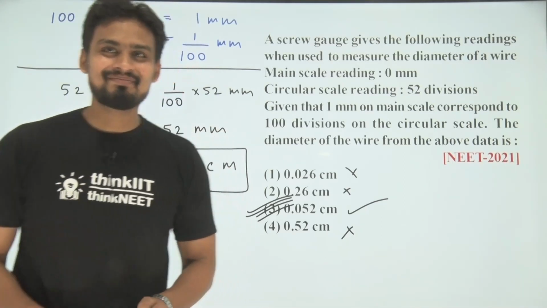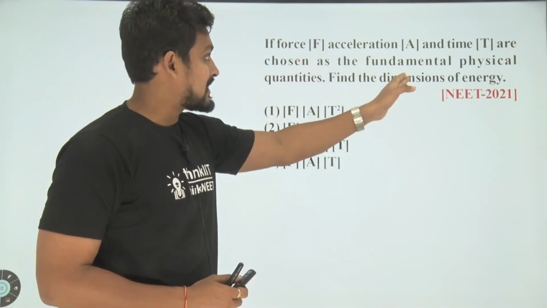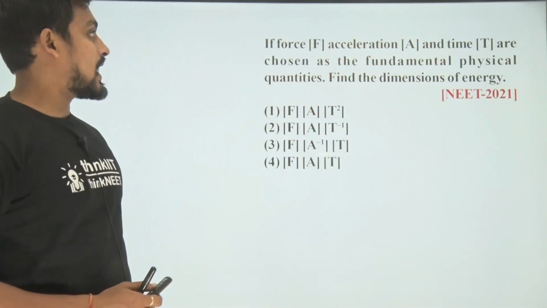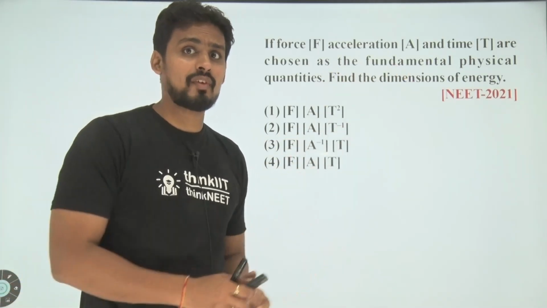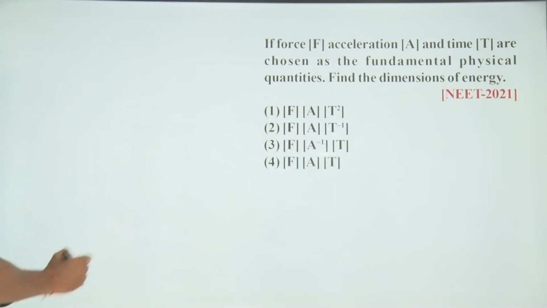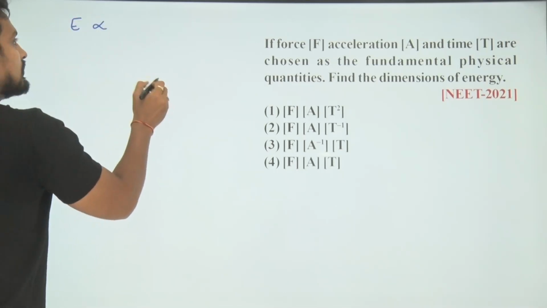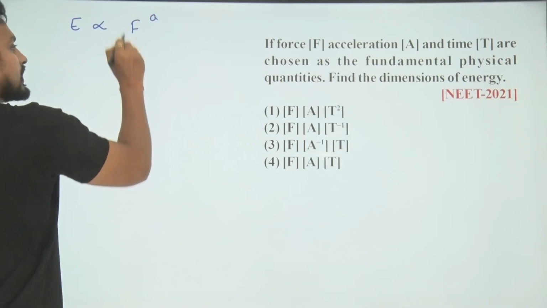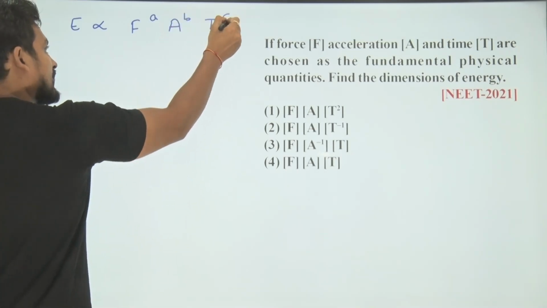Thank you. Okay, so the next question is, if force, acceleration and time are chosen as the fundamental physical quantities, we need to find out the dimensions of energy. Now, from the unit and dimensions section, we know that the dimensions of energy is basically equal to force to the power A, acceleration to the power B, and time to the power C.